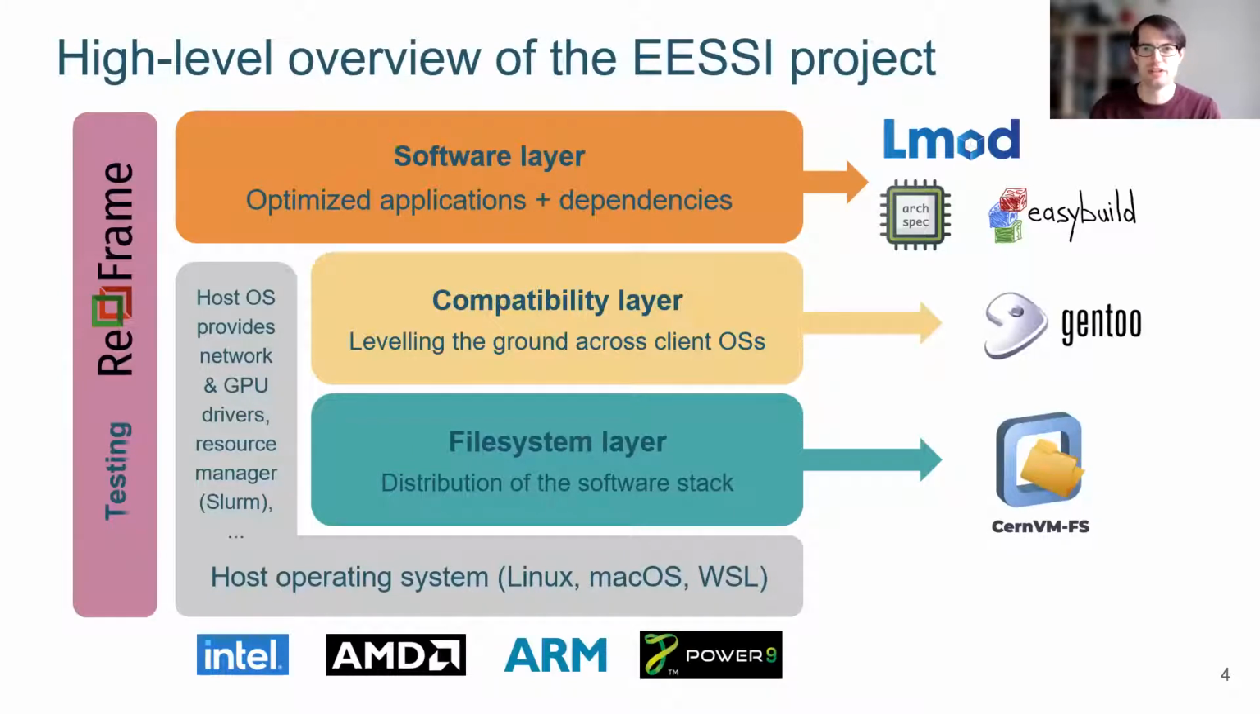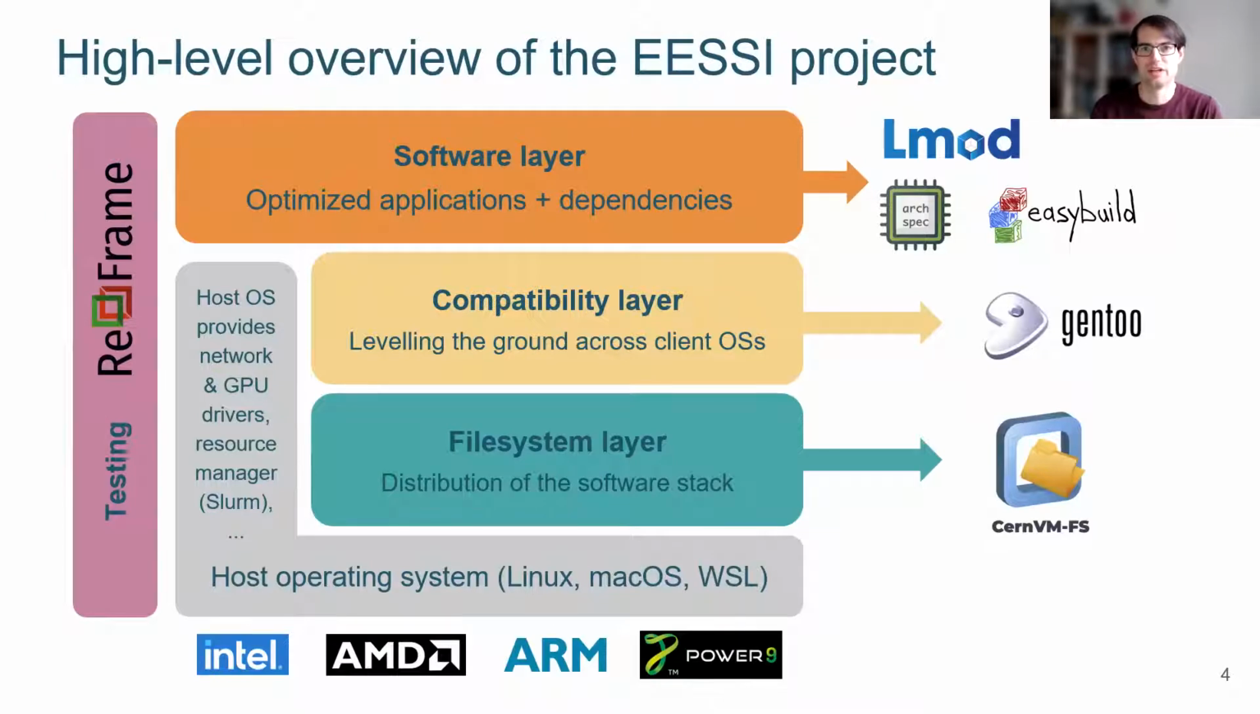But to give a little bit of an idea of what the EESSI project looks like, the colored components are essentially the components within the EESSI project. So in order to offer a centralized set of software installations, of course, you need some way to distribute that. So that is our file system layer. We use the CERN VM file system for that, which is essentially designed for this type of use case. So it's a very natural choice.